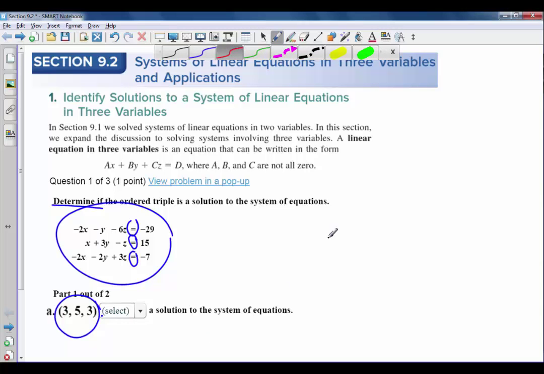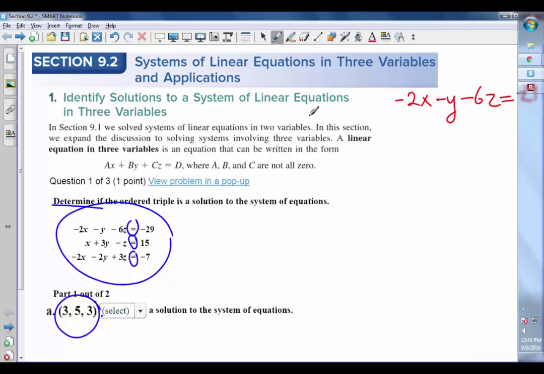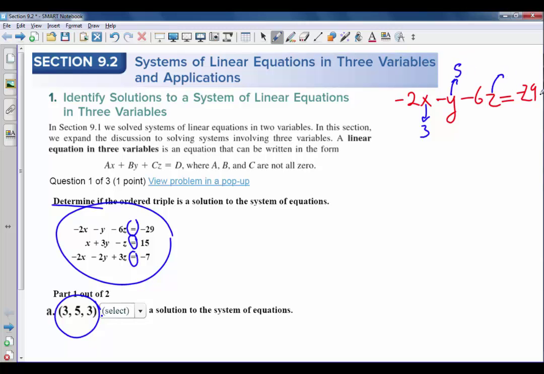So all I'm going to do is, one by one, write those equations here. And every time I see x, what do I enter? I see x, I enter 3, the first number. Every time I see y, what do I enter? The second one, 5. And when I see z, I enter 3. Okay? So the first number here is minus 2 times 3, which is minus 6. The second one is minus 5. The third one is 6 times 3, negative 18.